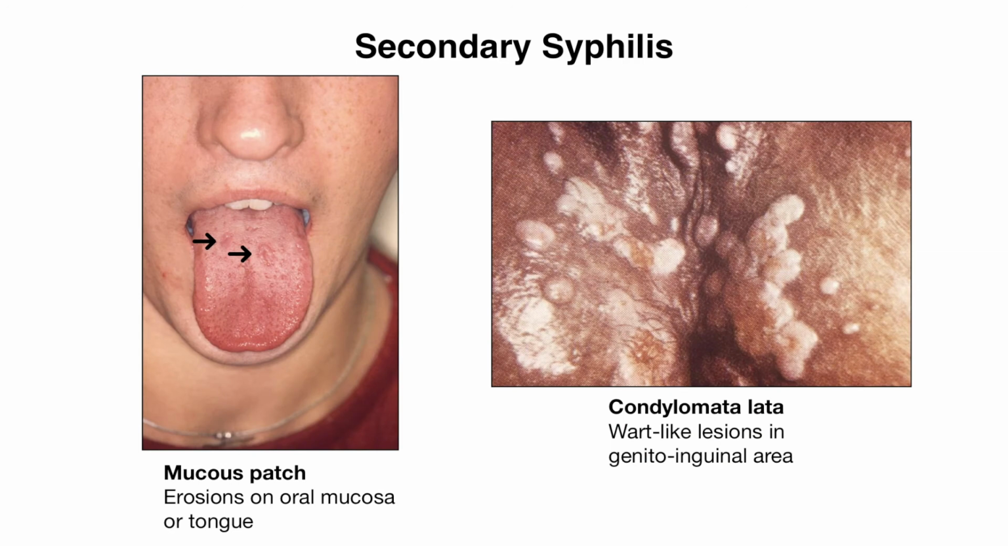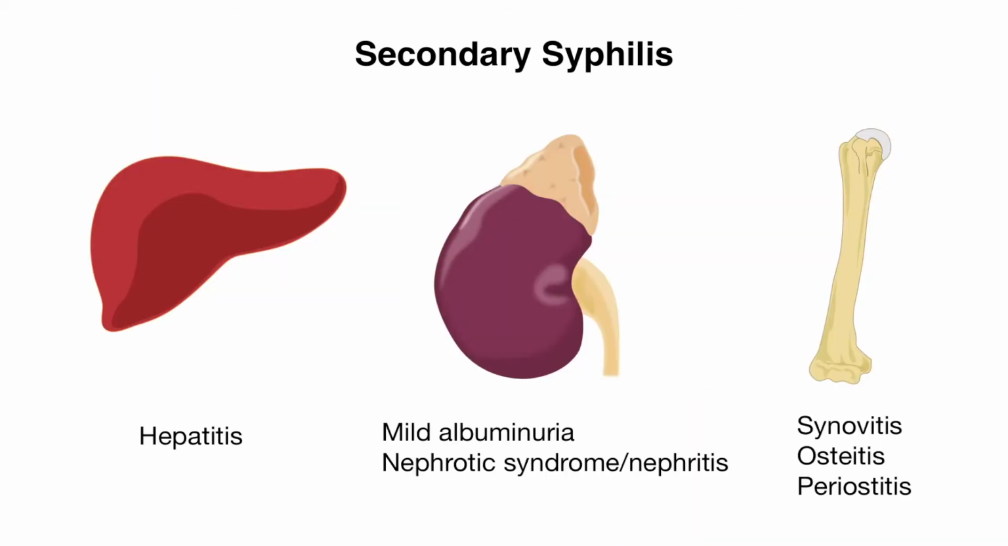Patients can also present with a mucus patch, which is where you have these erosions that present on the tongue and the oral mucosa. They can also present with condylomata lata, which are wart-like lesions that are usually present in the genito-inguinal area, and just don't mistake this for condylomata acuminatum, which is where you have warts that are caused by HPV.